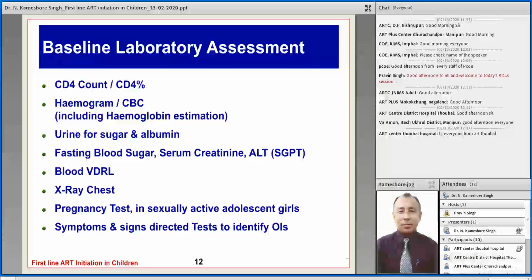Let us see what baseline laboratory investigations are to be done before initiating ART. The CD4 count or CD4 percentage is to be assessed. CBC, including hemoglobin, is to be done. Urine sugar and albumin are tested. Fasting blood sugar, serum creatinine and ALT are measured. Blood VDRL test, X-ray, pregnancy test in case of sexually active adolescent girls, and other investigations according to the signs and symptoms of any suspected or identified opportunistic infection should also be done.